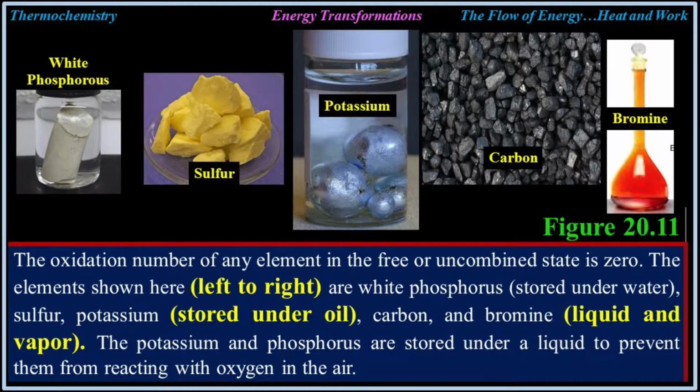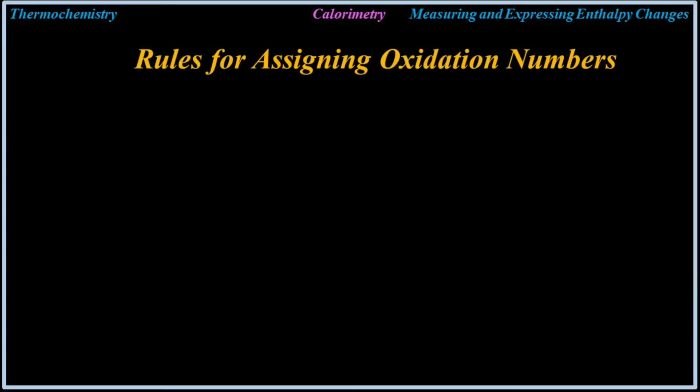The oxidation number of any element in the free or uncombined state is 0. The elements shown here, left to right, are white phosphorus, stored under water, sulfur, potassium, stored under oil, carbon, and bromine, liquid and vapor, in an equilibrium state. The potassium and phosphorus are stored under a liquid to prevent them from reacting with oxygen in the air. Rules for assigning oxidation numbers.